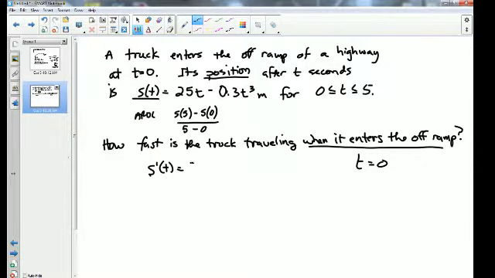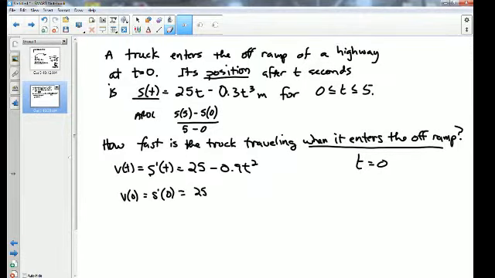This would be 25 minus 0.9 t squared, right? Plug in 0. This is our speed or velocity function, the instantaneous derivative. So now plug in 0. There's 25, 25 meters per second. M is meters in this case.